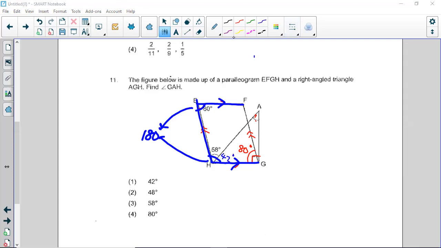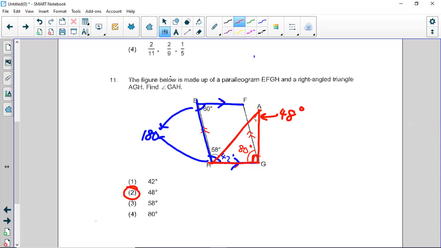All right, and then can you find the question mark? Yes, I can, because there is a right angle triangle. So you take 180 minus 90 and minus the 42, and you get the question mark, which is 48 degrees. Are you clear? All right, a right angle triangle. So you take 180 minus 90 minus the 42, and you get your answer ready.